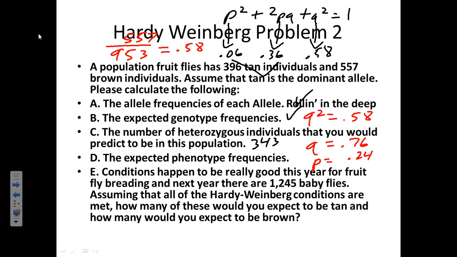Here's the deal, though. Hardy-Weinberg conditions are met. What does that mean about P and Q? They didn't change. What does it mean about all these numbers up top here? They didn't change because evolution didn't happen. So if we had 1,245 babies, we just got through saying that 42% of them should be tan. So let's go 1,245 times 0.42.